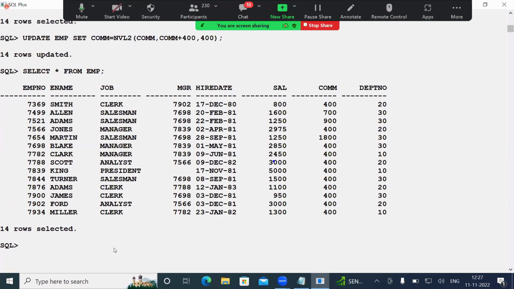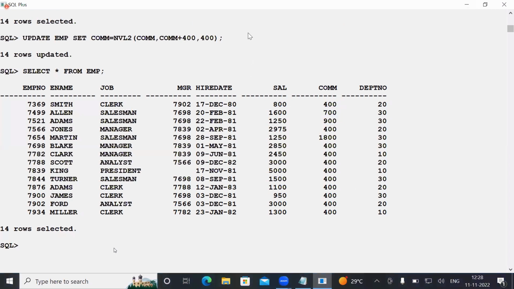Wherever commission is null, every null place has 400, 400, 400 taken. And the existing commissions: 300 plus 400, 700. 500 plus 400, 900. 1400 plus 400, 1800. 0 plus 400, 400. So done. This is how the NVL2 function works.